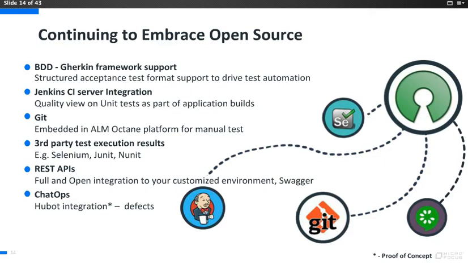And in ALM Octane, starting day one, which is last year, we've supported that as what we call a Gherkin test. So native support for Gherkin is built into the product where you can define a given-when-then scenario and actually run a manual runner-based execution to have validation of your user story or your feature.